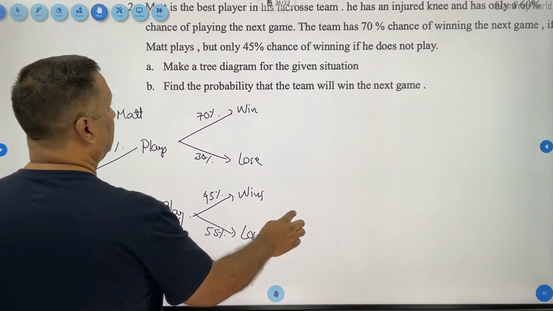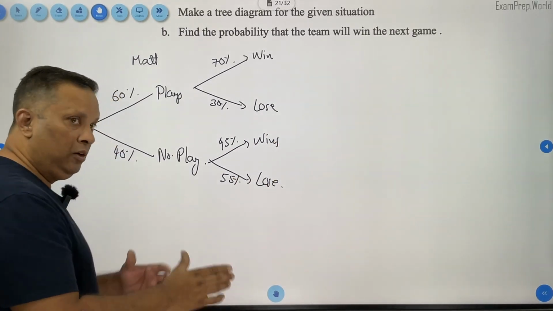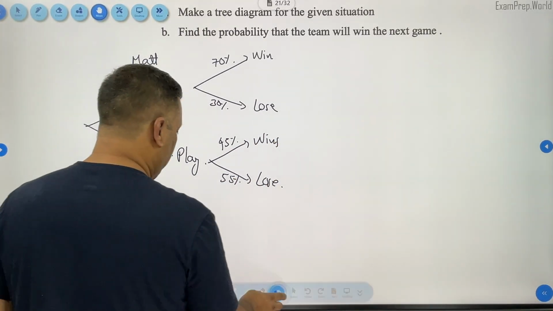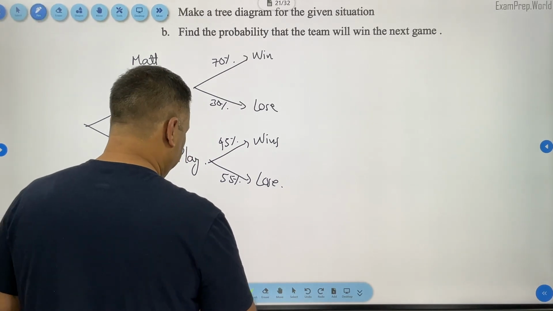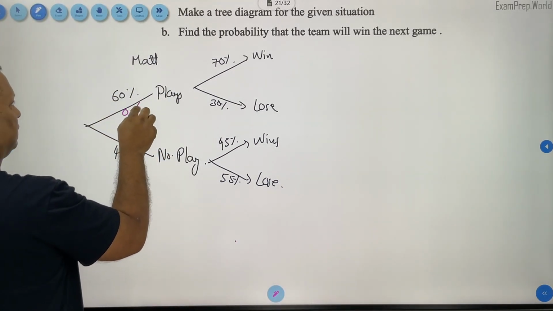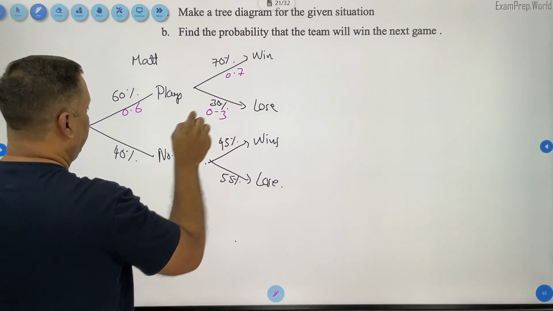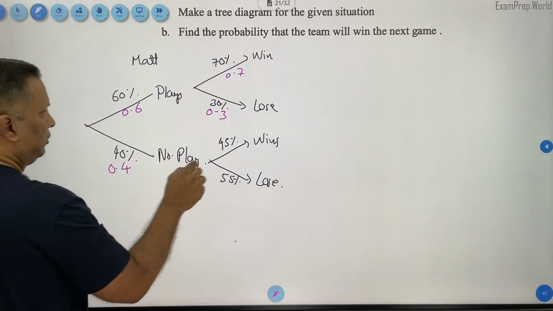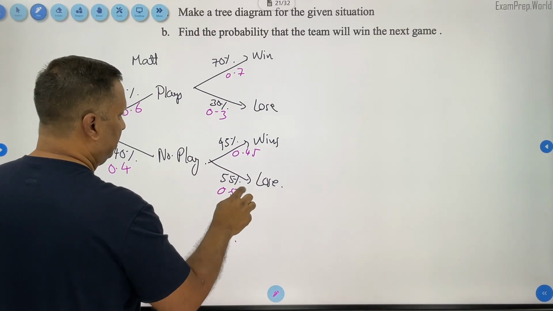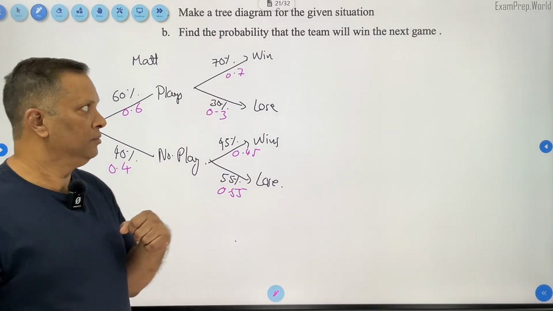I hope you have written this right. You have read the question. If there is some problem, you can read the question parallelly on the website examprep.world. Now let me write the probabilities with a different color. 60% is 0.6, 0.7, 0.3, 0.4, 0.45 and 0.55. So the tree diagram is complete.